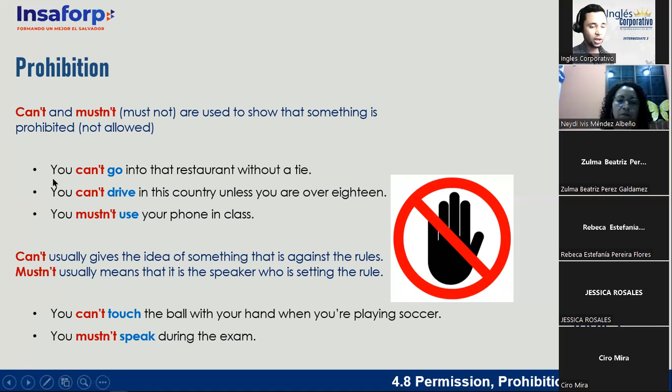Como en este caso, el primer ejemplo. You can't go into that restaurant without a tie. Esas reglas las hizo, no sé, el que dirige el restaurante, el gerente. Esa es la regla. ¿Ok? Entonces ocupamos can't. ¿Pero qué pasa con mustn't? Mustn't usually means that it is the speaker, okay, who is setting the rule. La misma persona que se lo está diciendo es quien ha decidido esa regla. Por ejemplo, un maestro le puede decir esto. Veamos. Jessica, can you read this?